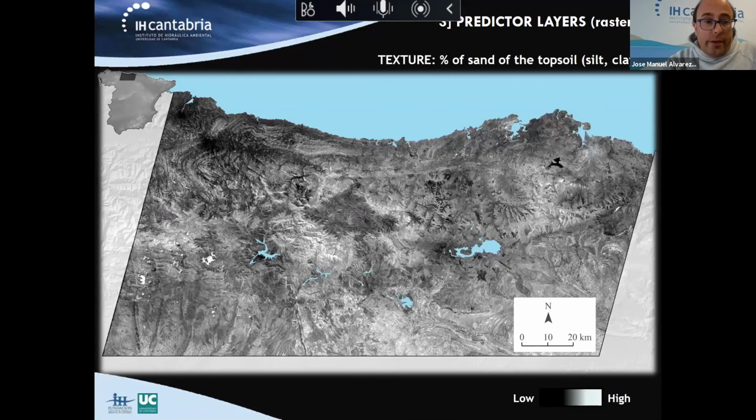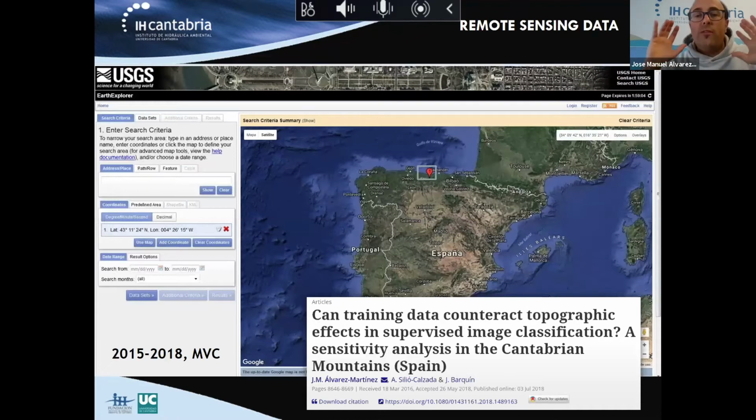Once we have the equations, we create the maps for the whole territory and include that as a new predictor. And we finally arrive at remote sensing. Of course, we can download Landsat imagery freely. I spent so much time trying to get the best combination of corrections for a time series of Landsat imagery that I published a paper on it, because I tested thousands of combinations of corrections for topography, atmosphere, and so on.